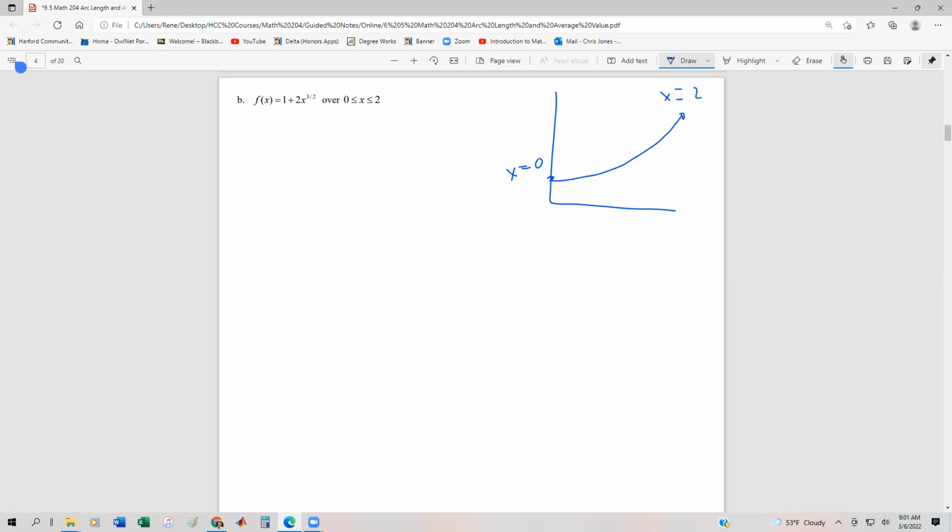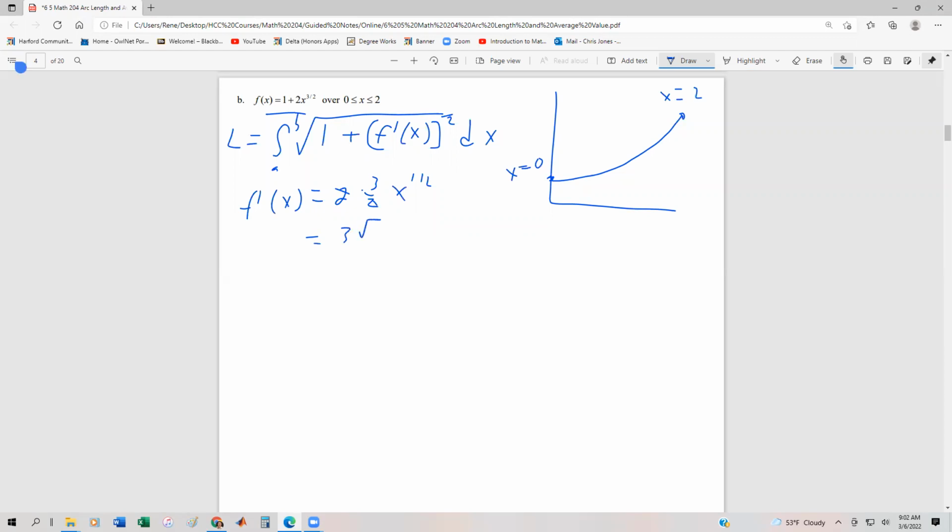Now we're going to use our function for arc length. Remember, arc length is the integral from a to b of the square root of 1 plus our derivative of our function squared, dx. And so we're going to take the derivative. The derivative of our function is going to be 2 times 3 halves x to the 1 half, which is the same thing as 3 roots of x. And that's what we're going to substitute back into our arc length formula.